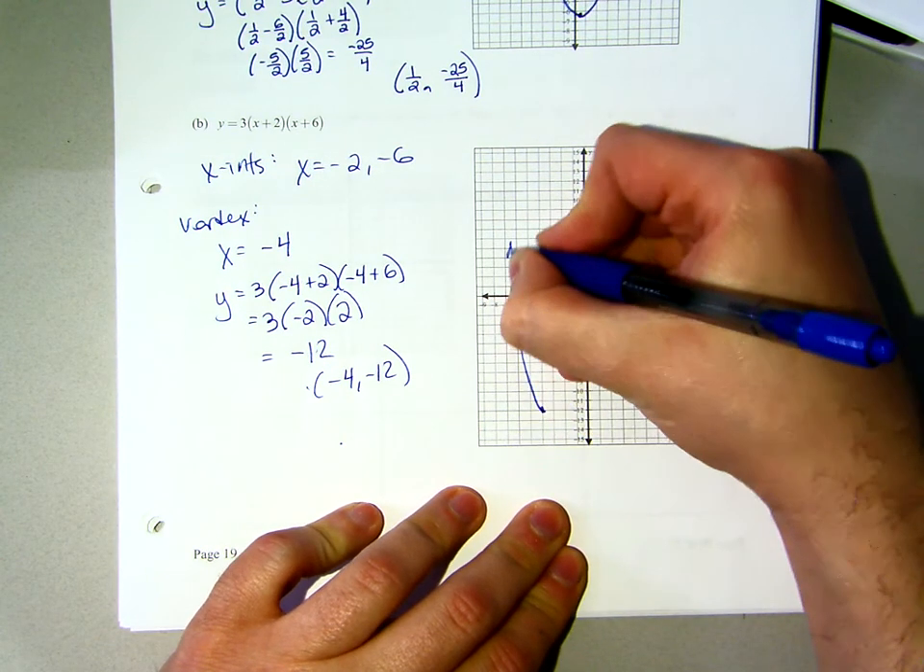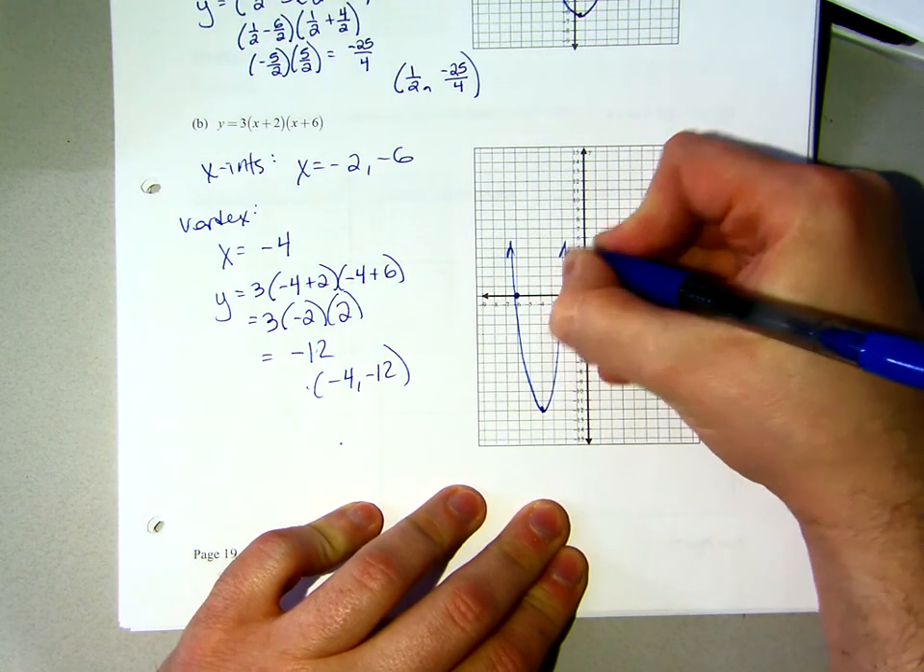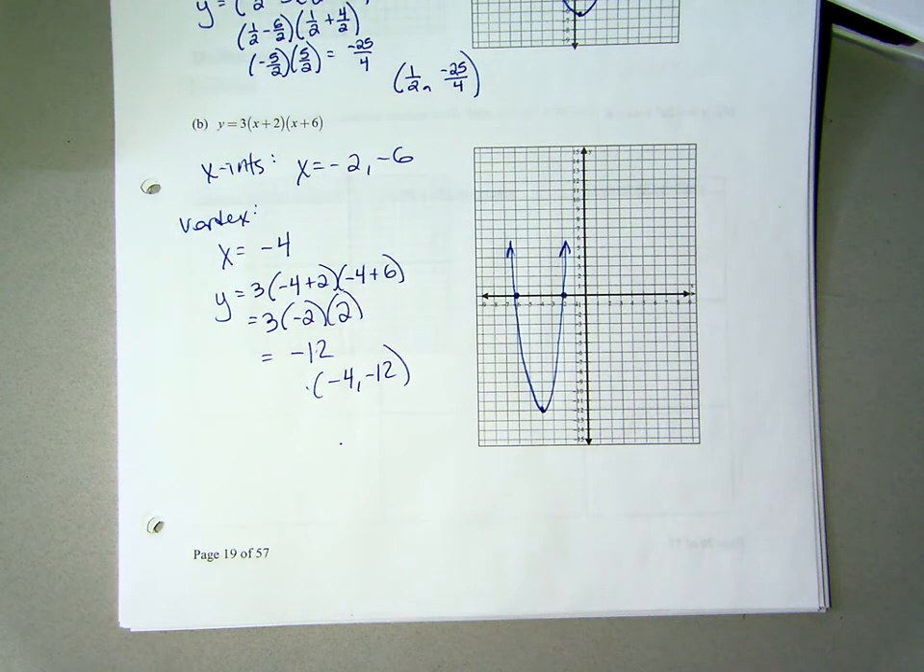Do you see this is kind of looking narrower than a regular parabola? Definitely opening up because the a value is 3. Maybe, possibly.